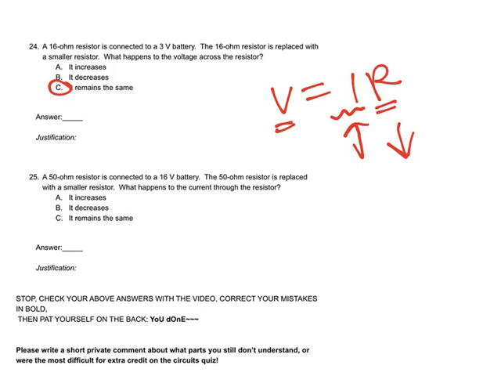Alright, we have a 50 ohm resistor connected to a 16-volt battery. The 50 ohm resistor is replaced with a smaller resistor. What happens to the current? And we just said that. But the idea, again, is that if I decrease the resistance, it makes it much easier for the current to flow, or for electrons to move through the circuit. So even though we don't know what the number is, we know that the current will increase. And again, this is based on Ohm's law.